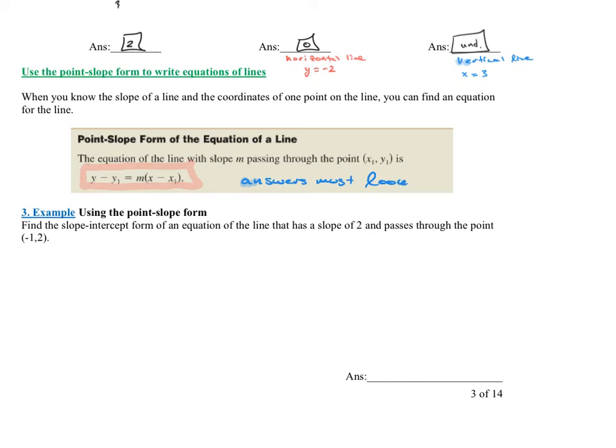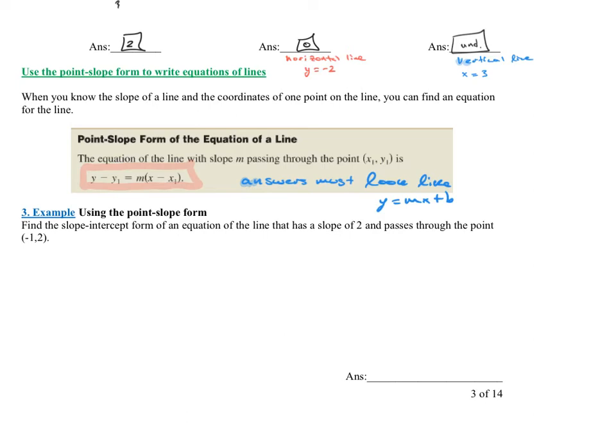So they must look like y equals mx plus b. We're going to start with the point-slope form, but then we always need to solve in terms of y equals mx plus b. So let's talk about that in the next one.